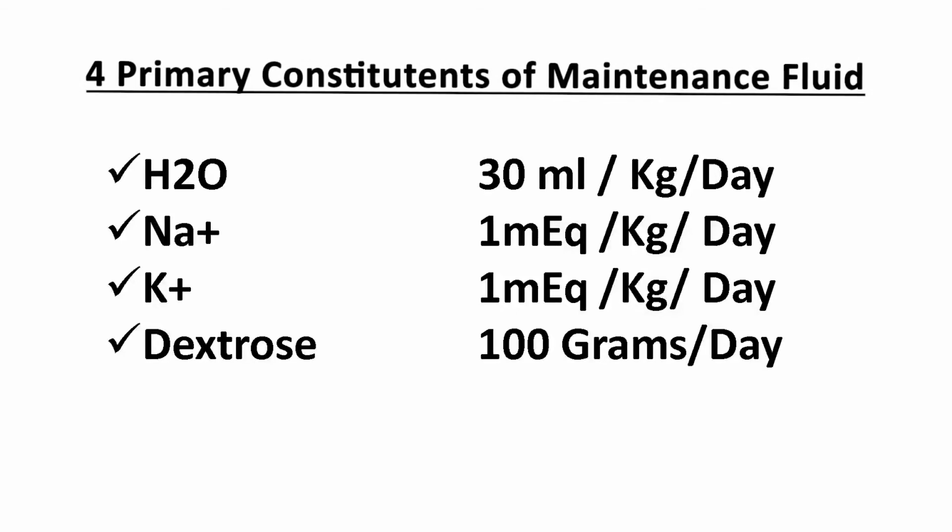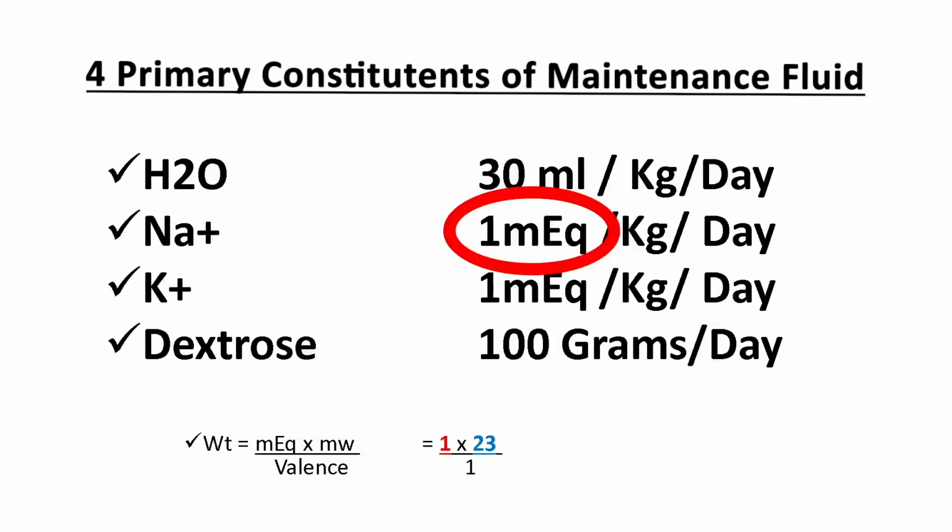The requirement of sodium is 1 milliequivalent per kg per day, and the requirement of potassium is 1 milliequivalent per kg per day. Let us now convert the milliequivalent to milligrams. We know that weight is equal to milliequivalent into molecular weight by valence. So we replace those values. The milliequivalent is 1 multiplied by the atomic weight of sodium, which is 23, divided by the valence. And we can say now that sodium requirement per day is 23 milligram per kg per day.